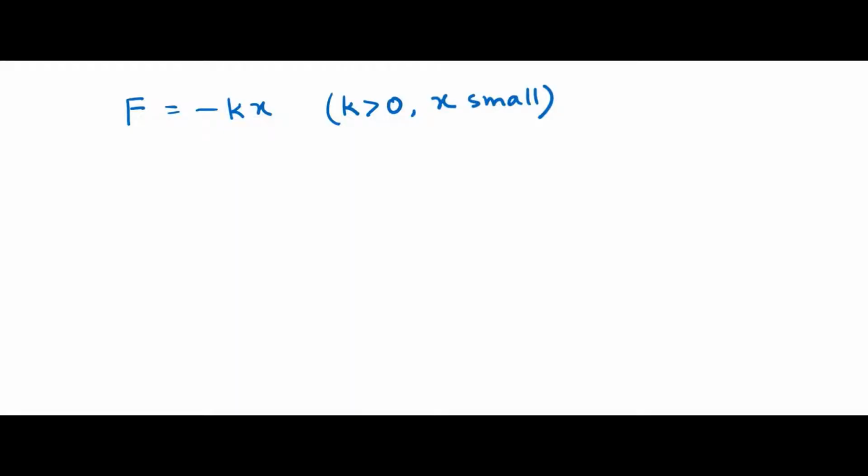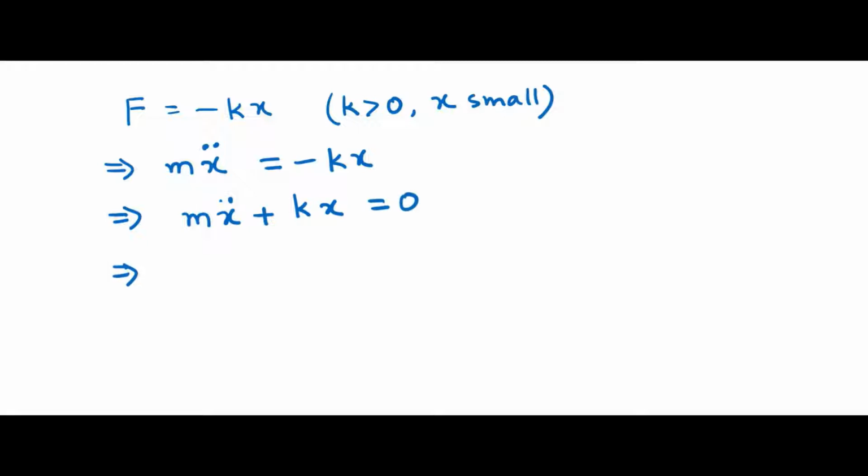So once we have confined ourselves to the case of linear oscillation, then we can apply Newton's second law to write force equal to mass times acceleration, so the double derivative of the displacement, and that's equal to minus kx. We can bring both of them to the same side, plus kx equal to 0, and then divide everything by m, so we get x double dot plus k divided by m times x equal to 0.